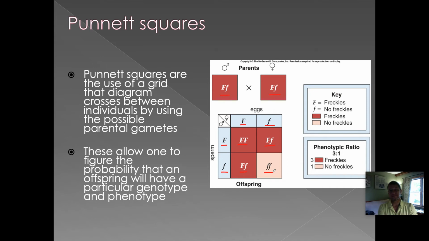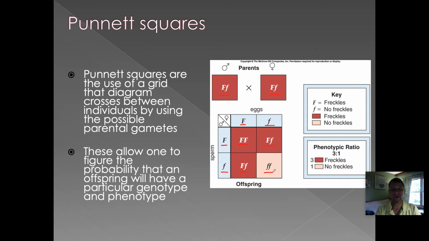Now, the dark red boxes indicate freckled folks, and the light tannish color will be folks who do not have freckles. And so you can see that in a cross between two hybrid parents, or heterozygous parents, we end up with a 3-to-1 ratio of freckled kids to non-freckled kids. And so this is a good way to predict probabilities.